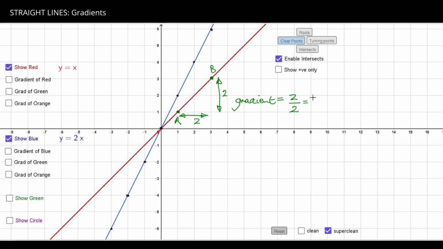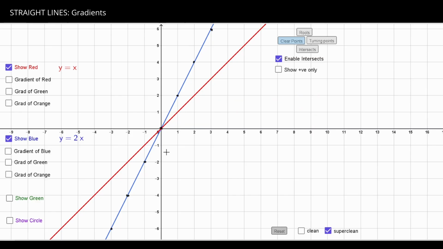So gradient is defined as the rise divided by, well, "go along" is too complicated a term to use. Instead, we use the word run. So the gradient is the rise over the run. That's a useful thing to remember.